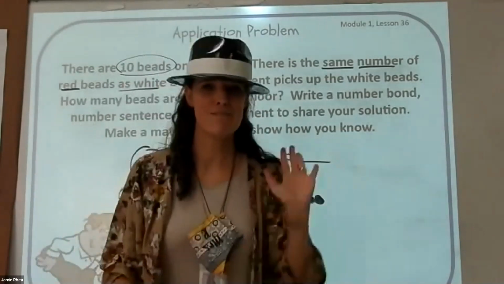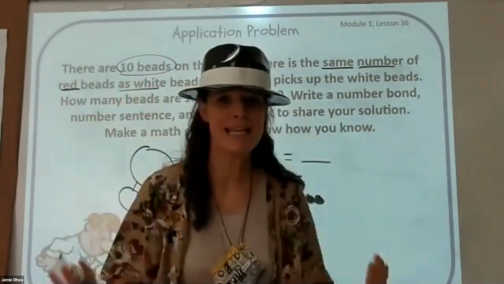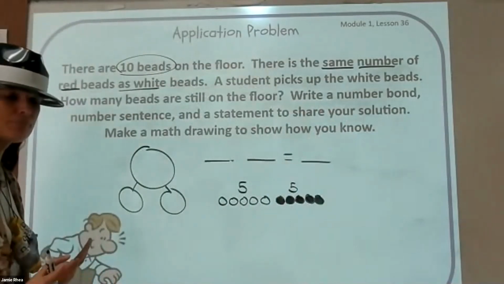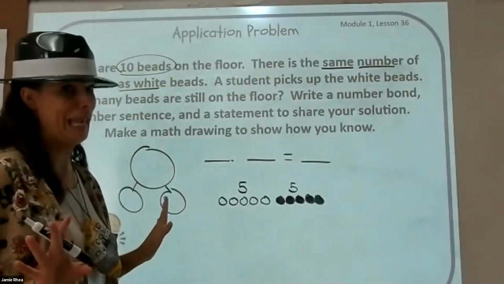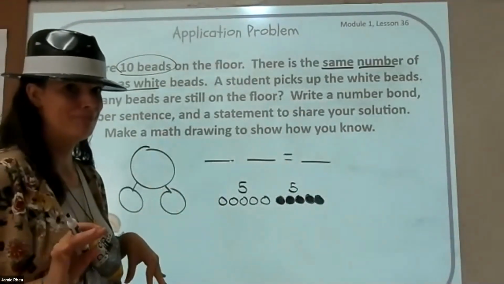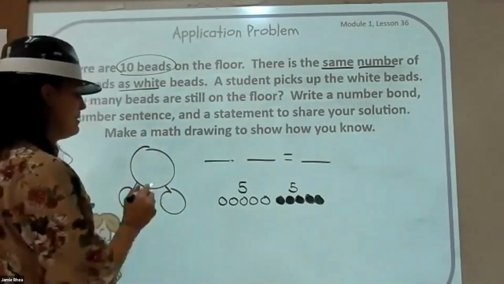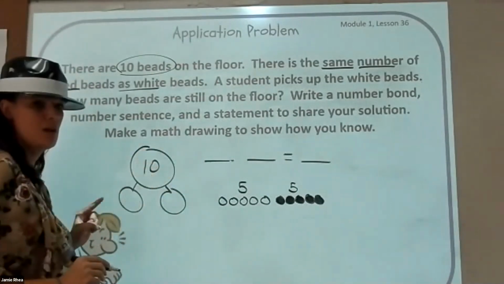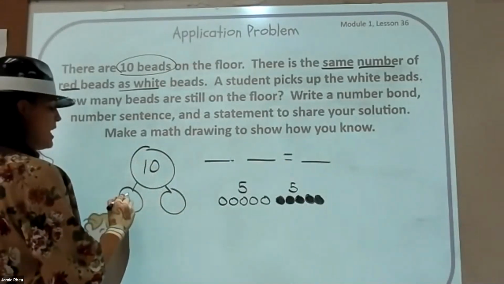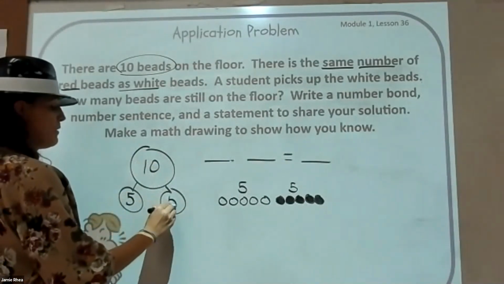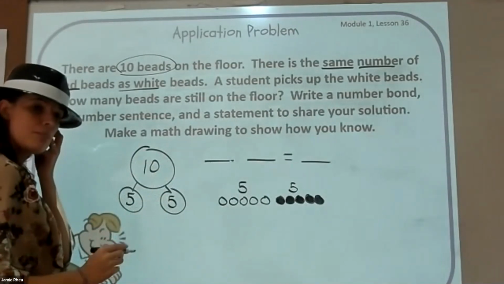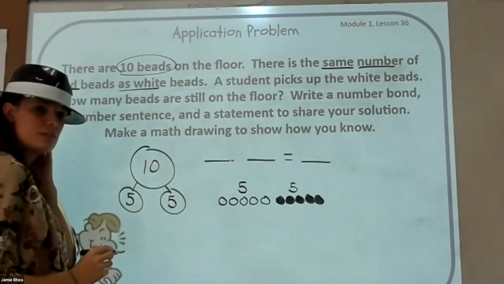Double fact, 5 and 5 make 10. Okay, now are we done? No, we don't have anything filled in. We knew that there were 10 beads on the floor. We know that there are 5 white and 5 red beads. How could I make that into a math sentence?